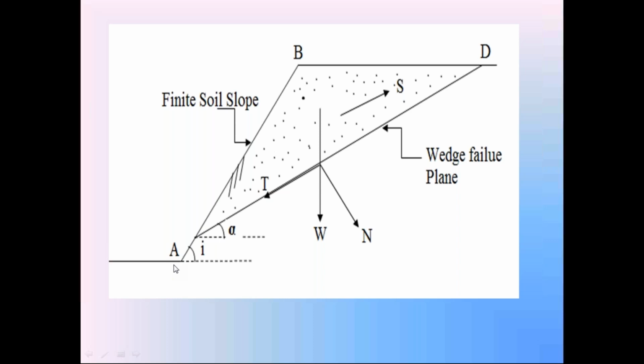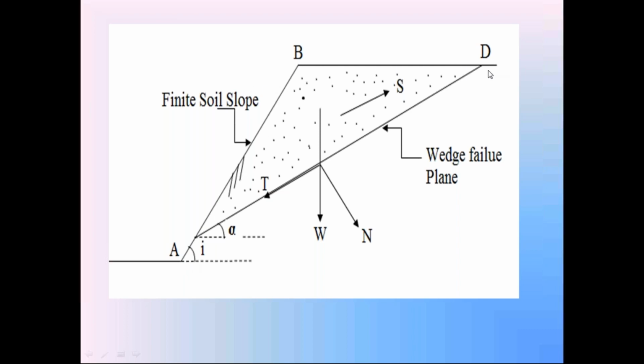Prepare that plan on the graph sheet. So here AB is the finite soil slope of the structure, making an angle i with the horizontal. Once this plan is prepared on the graph sheet, according to a convenient scale, 1 centimeter equal to 10 meters or 1 centimeter equal to 20 meters, prepare this plan on the graph sheet.